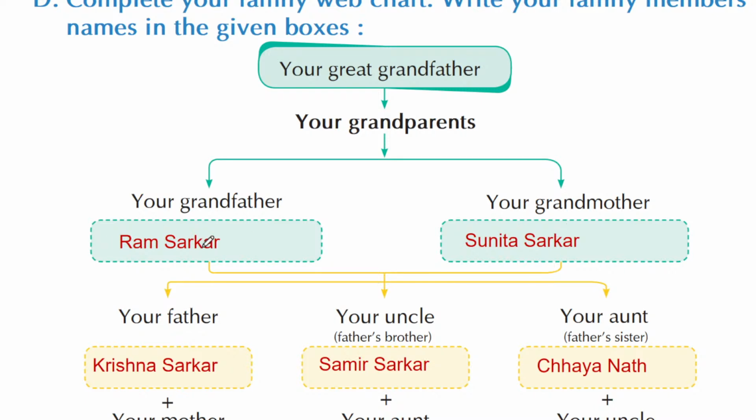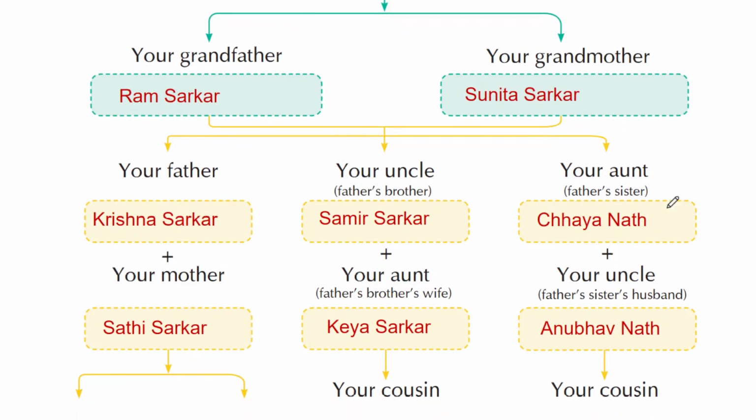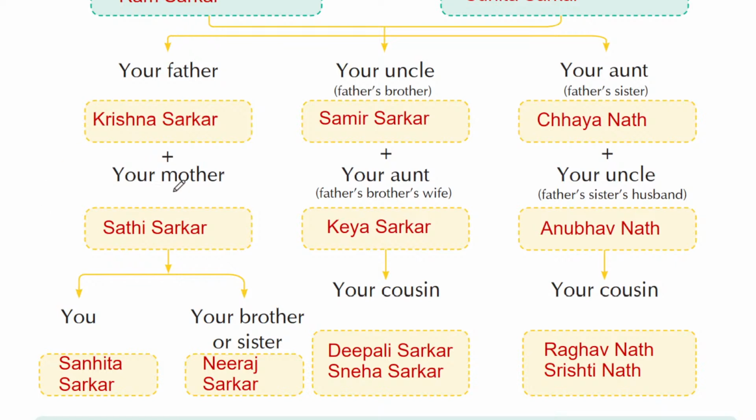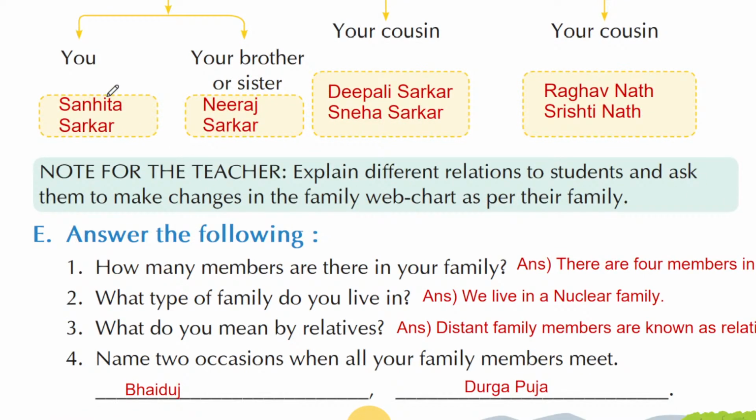I have written Ram Sarkar and Sunita Sarkar. Now their children, that is your father. You have to write down your father's name, your uncle's name and your aunt's name. Here you have to write down your mother's name, your uncle's wife's name and your aunt's husband's name. Now here you will write down your name, your brother or sister's name. Here you will write down your cousin's name and here you will write down your cousin's name.